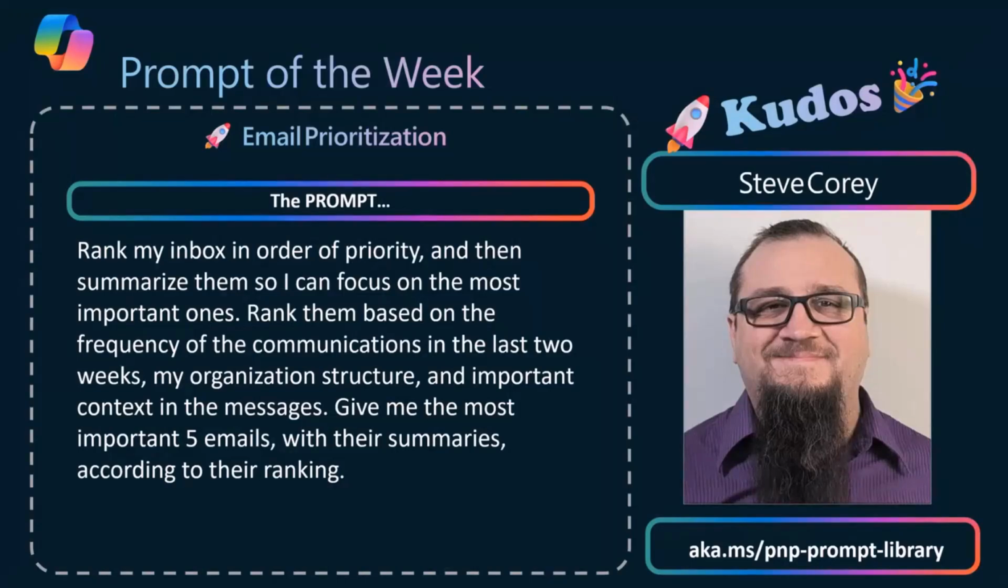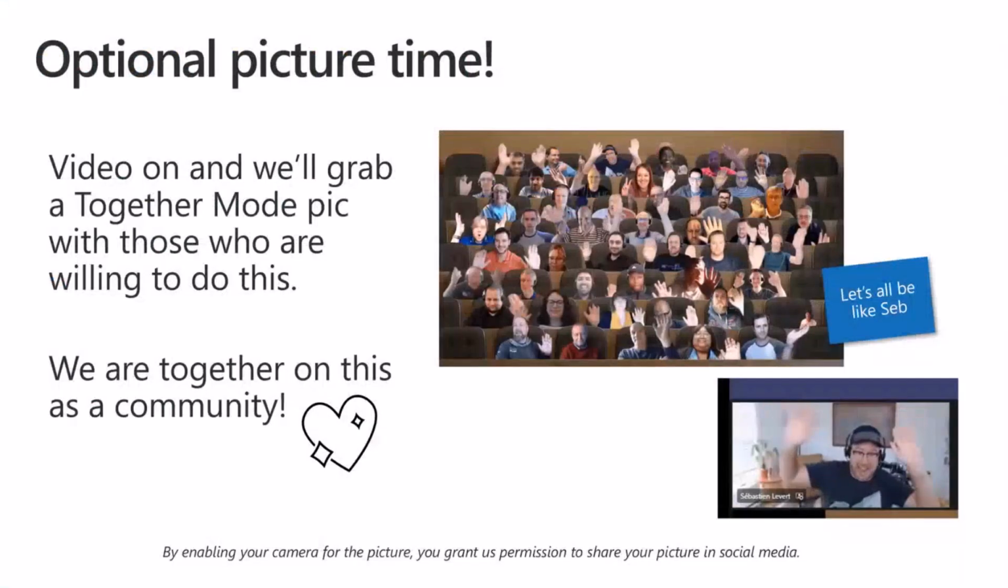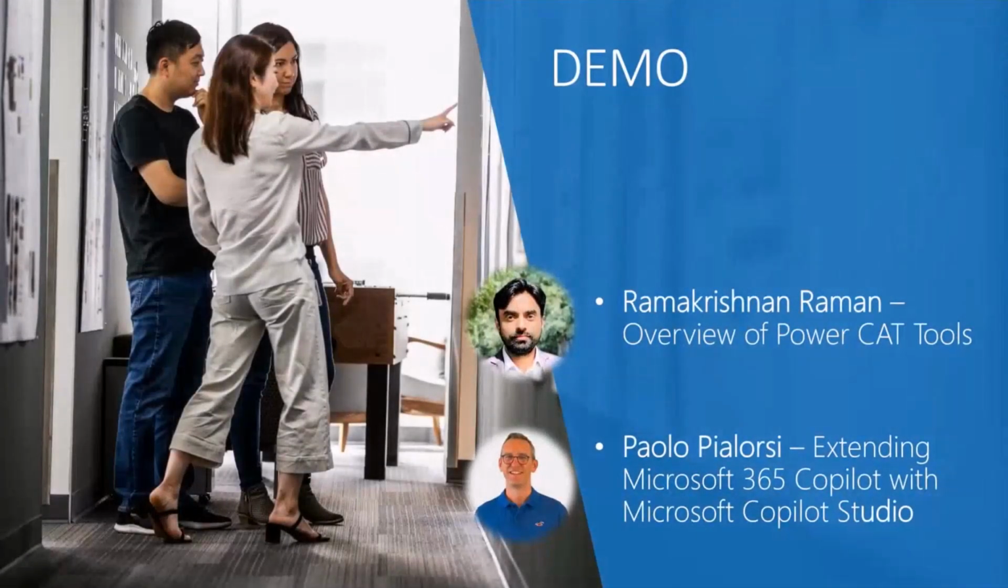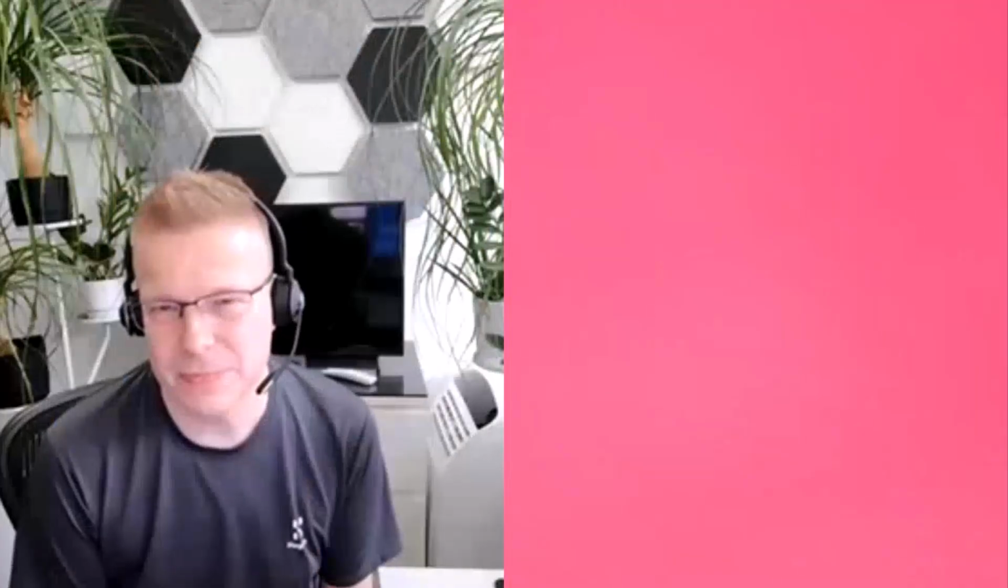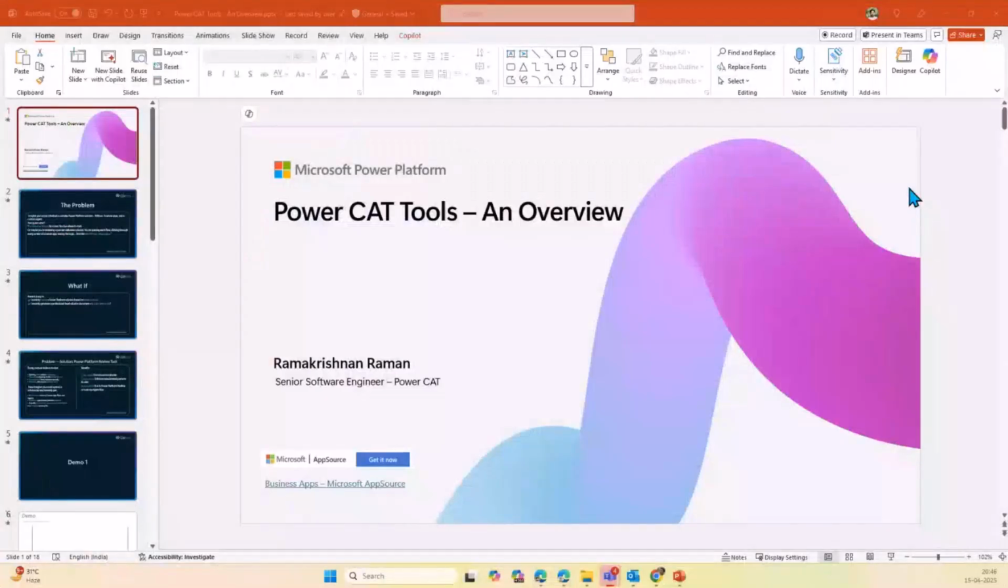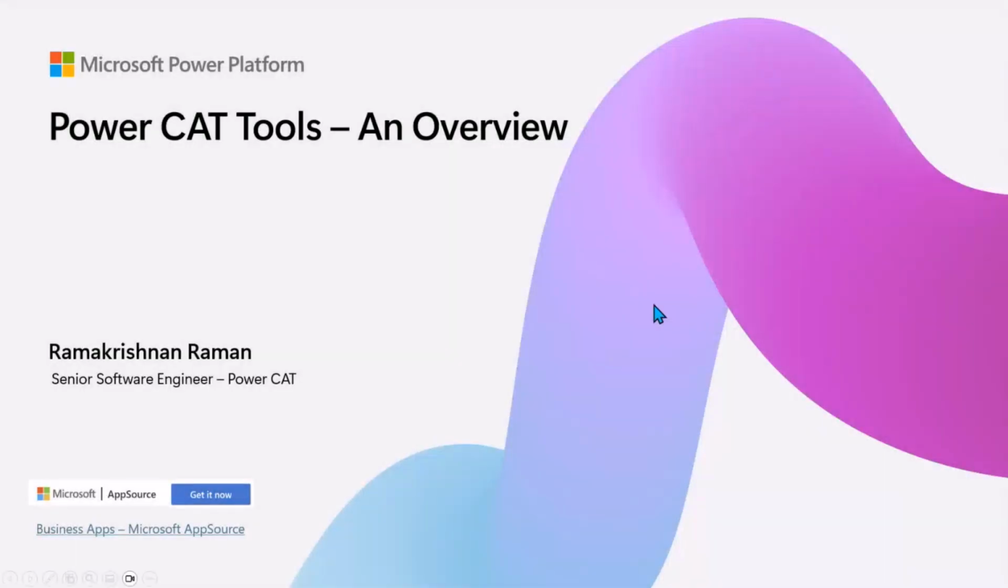But then it is time to go to the actual demos of today. We'll start with Ramakrishnan, with an overview of PowerCat tools, and then we move to Paolo on a Copilot Studio example with Microsoft 365 Copilot. But Ramakrishnan, I saw you on a call. Audio was good. You can take over the presentation. Thank you, Visa. Thank you, community, for the opportunity to present the PowerCat tools and overview. I hope everyone is able to see my screen. Just a quick check. All good. All good. Take it away.